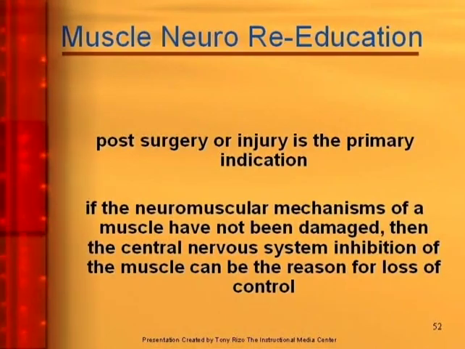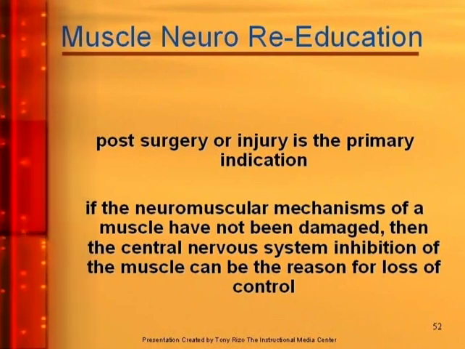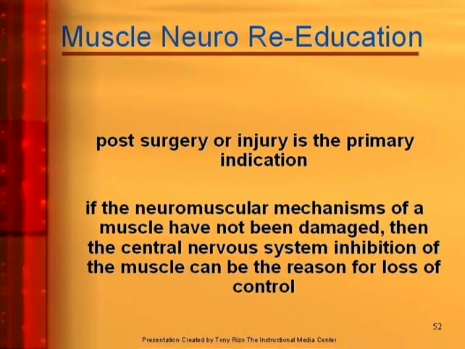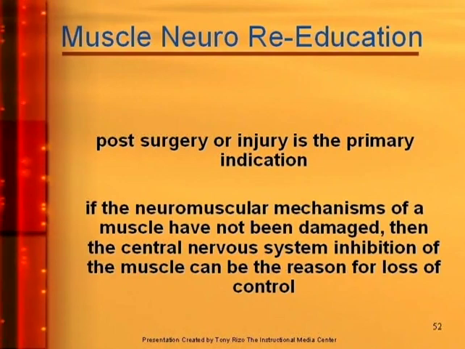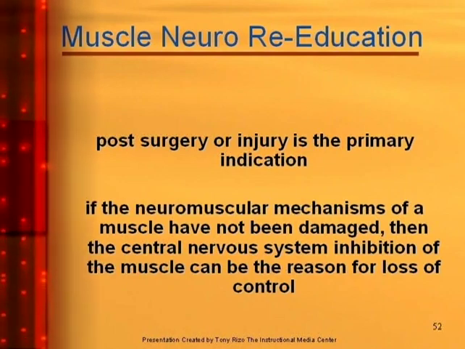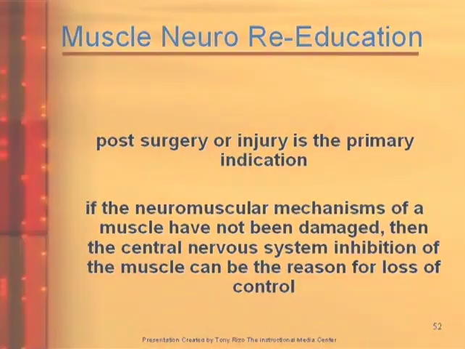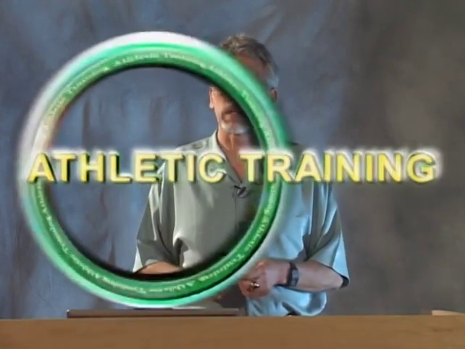Another thing we're going to look at right now is neuro re-education. This is a post-surgery, post-injury thing that we use to try to get the patient to work the muscles. Let's go ahead and talk to Kim, who is a physical therapist and a certified athletic trainer, and she'll explain how this all works. What we're going to do today is some neuromuscular re-education of the quadriceps VMO complex.